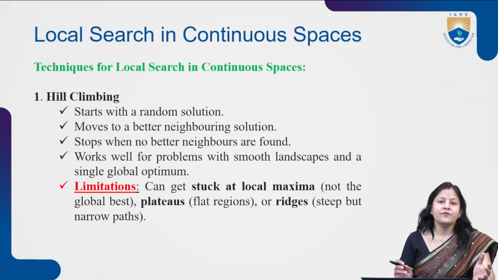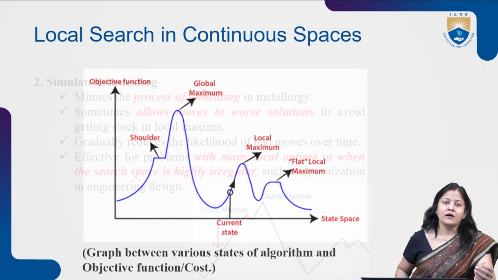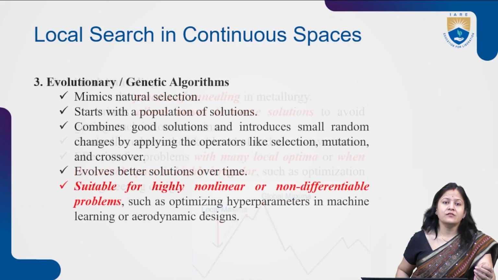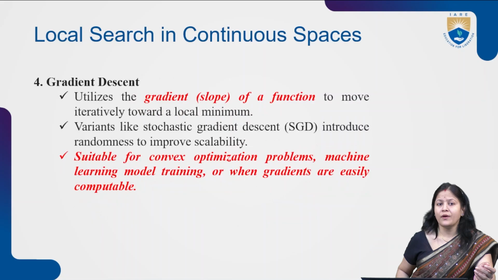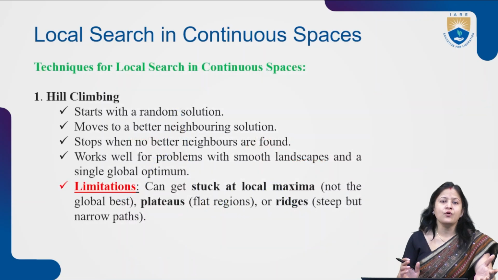Now let me discuss different techniques for local search in continuous spaces. There are 4-5 techniques. The first technique is called hill climbing. Then there is simulated annealing, the evolutionary or genetic algorithm, as well as gradient descent. Just now I told you the meaning of gradient descent. Apart from that, these are other techniques also used in local search in continuous spaces.